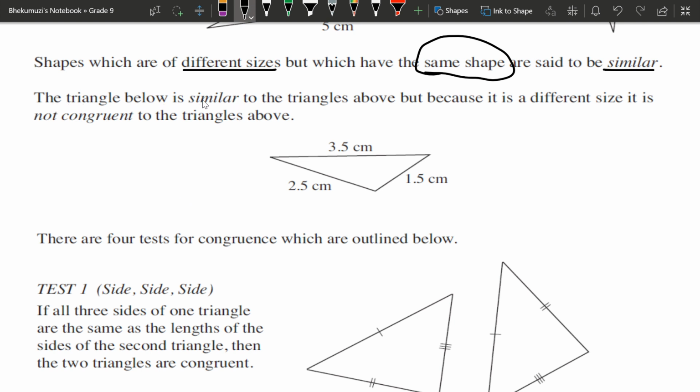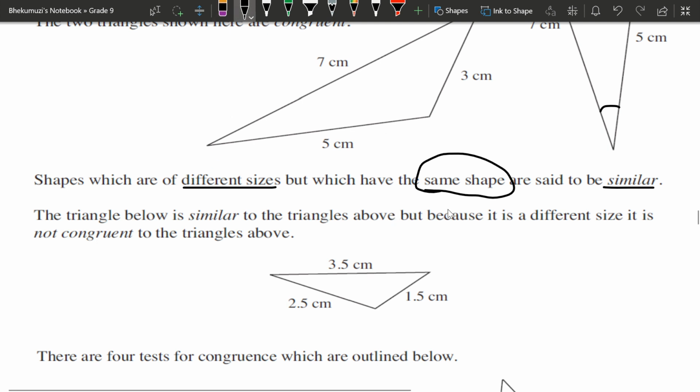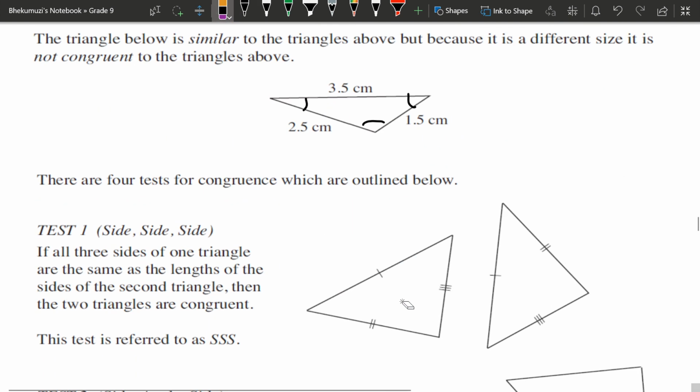So the triangle below is similar to the triangle above. As you can see, the lengths themselves are 3.5 centimeters, 2.5 centimeters, 1.5 centimeters. This is actually smaller than 7 centimeters, 3 and 5 centimeters, right? But the angles inside are the same, and if these angles are the same, then these angles inside this triangle will make it into the same shape. So it's the same shape but a different size, right? Okay, so basically that is similarity and congruency.